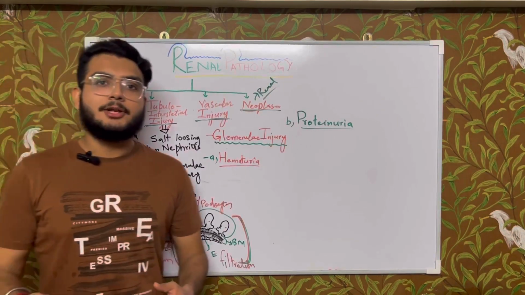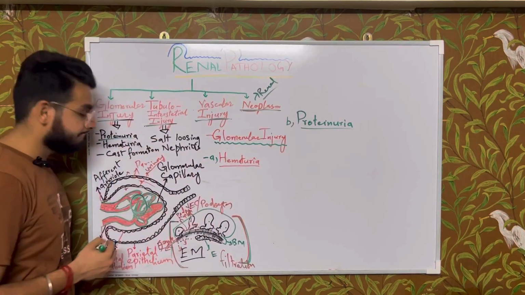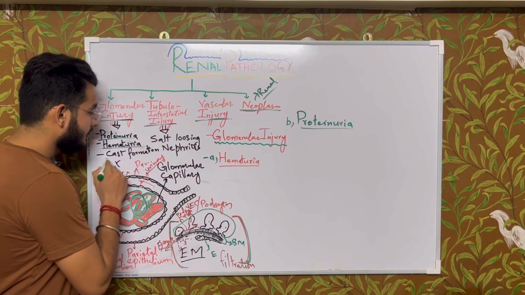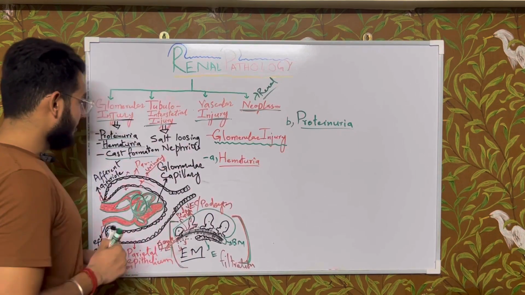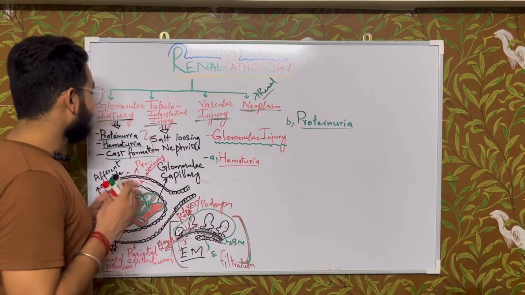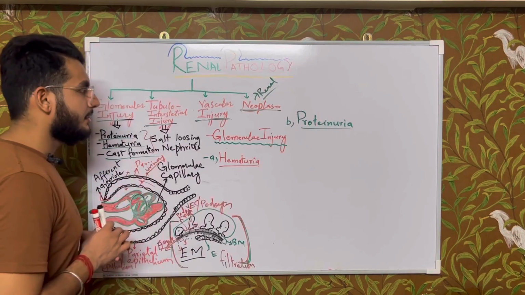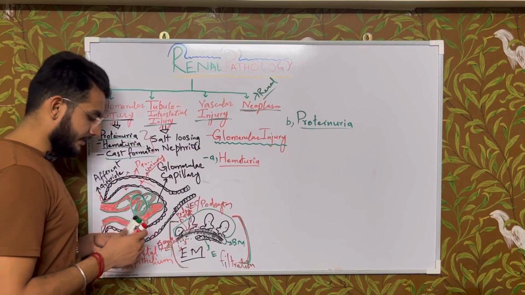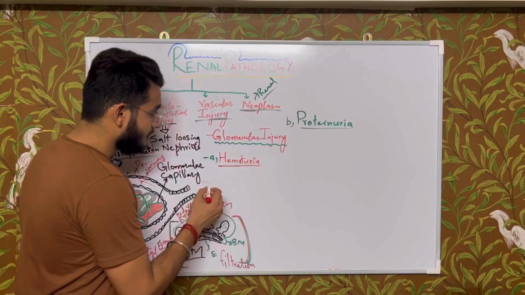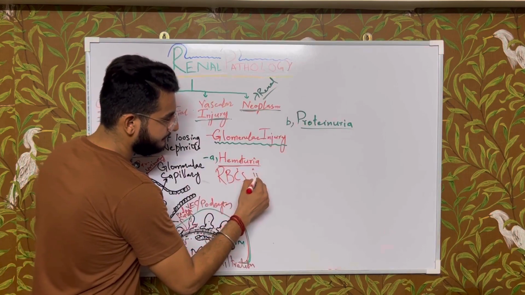A patient with glomerular injury presents with proteinuria, hematuria, and lastly but not least, cast formation in the urine. These are the three main presentations of a patient with glomerular injuries. Let's talk about them one by one. Firstly, we'll start with hematuria. What is hematuria? Hematuria is the presence of RBCs in urine.